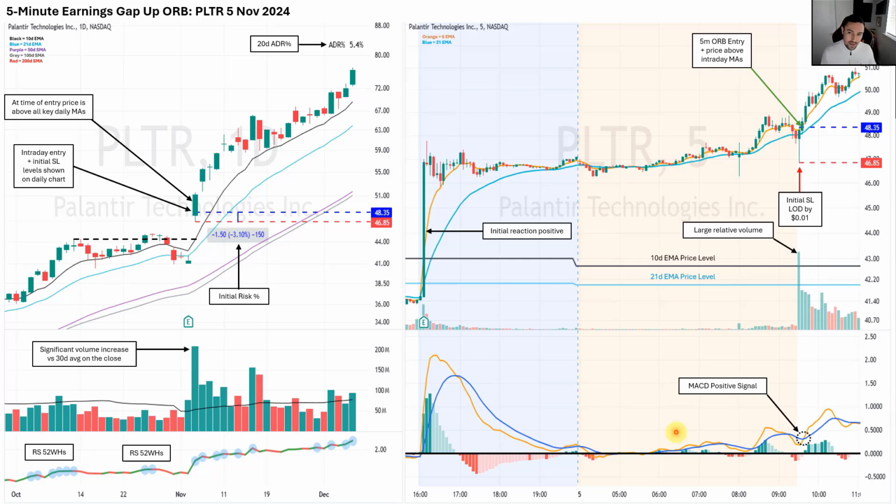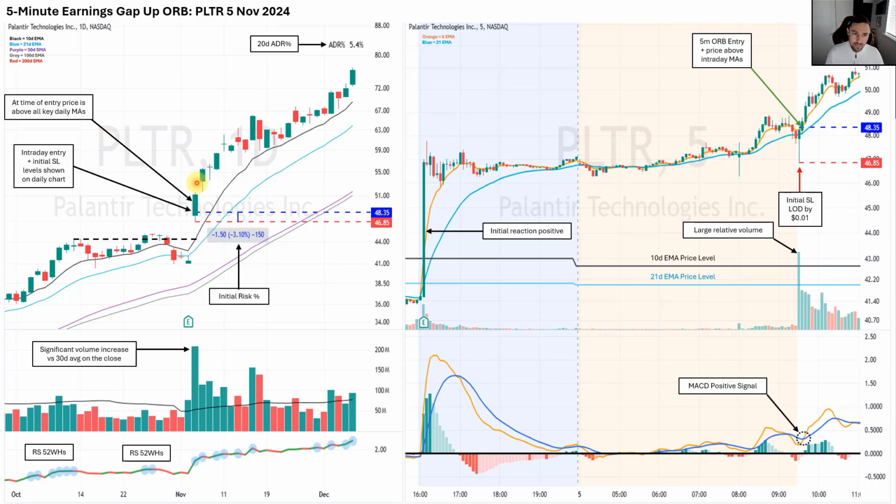So let's start off here with PLTR. Now, in the vast majority of cases, I think all, maybe apart from one example, all of them that I put in here are ones that I entered. So these are ones that I was taking the position. So with PLTR, this is an earnings gap up.